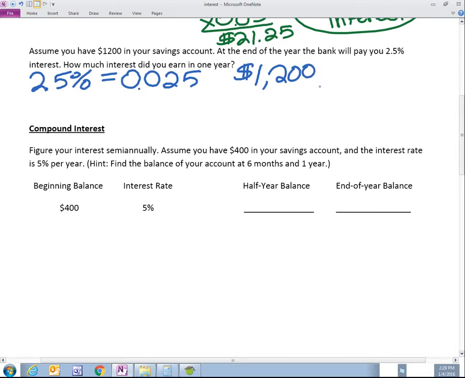by my percentage. 1,200 multiplied by 0.025.